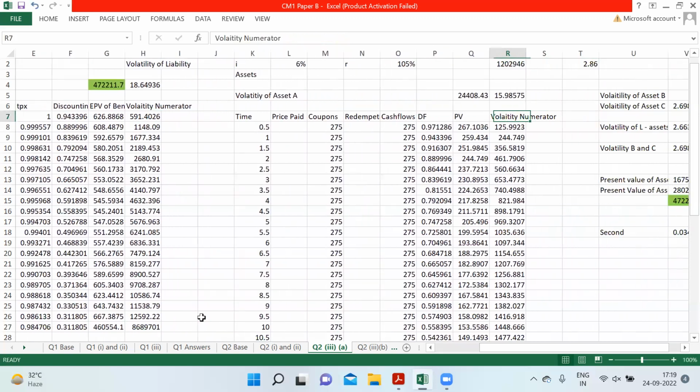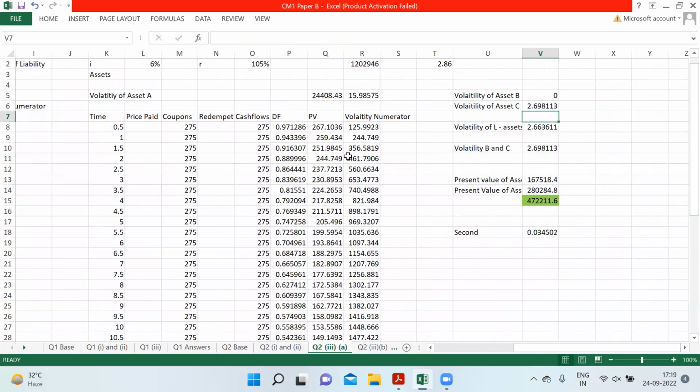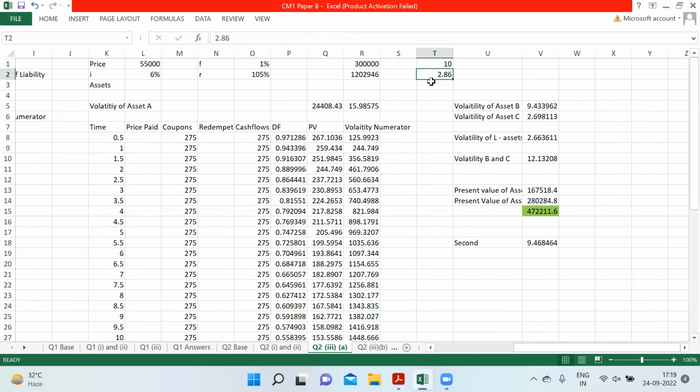Then the volatility of asset A is again the cash flows into the value, time into 1 plus i to the power minus of time plus 1. Then we have the volatility of asset B. This was 10 years and this was 25 years. So for the volatility of asset B, again the same formula has been used, and I have just divided by the present value, which is over here. So it gives me 9.433 and 23.55.